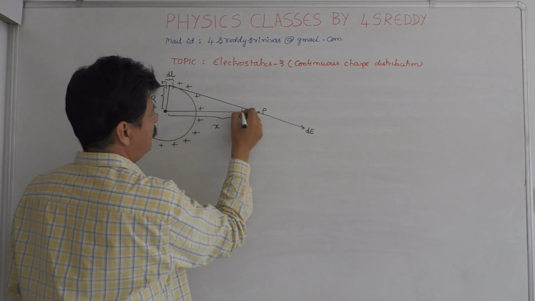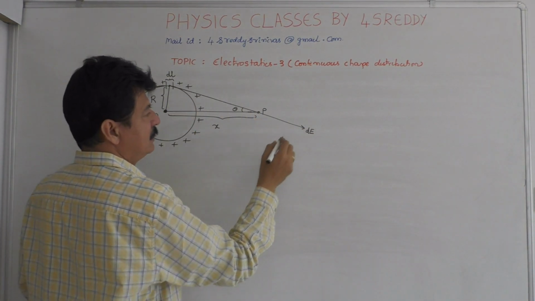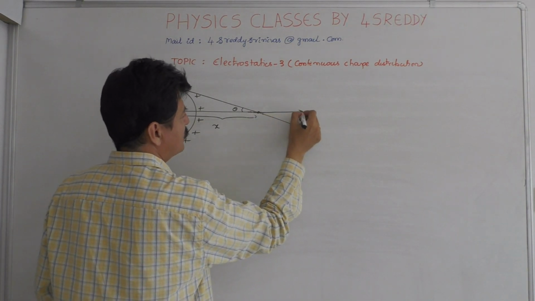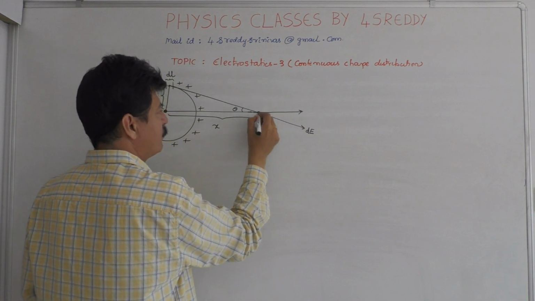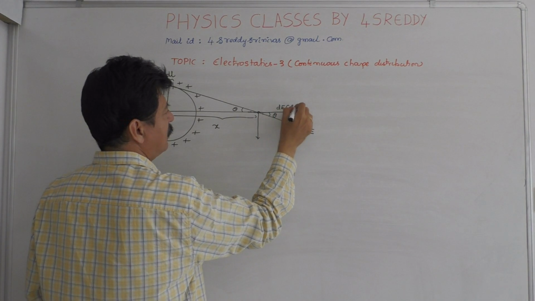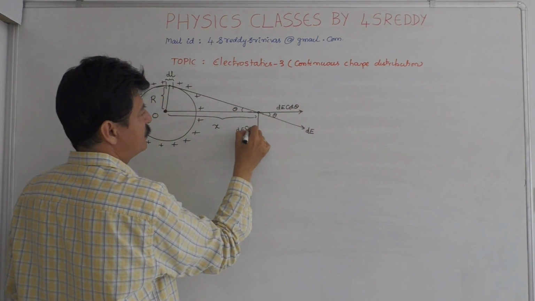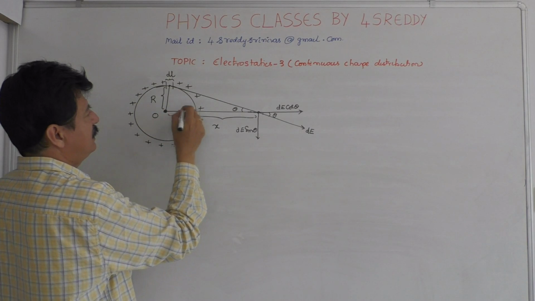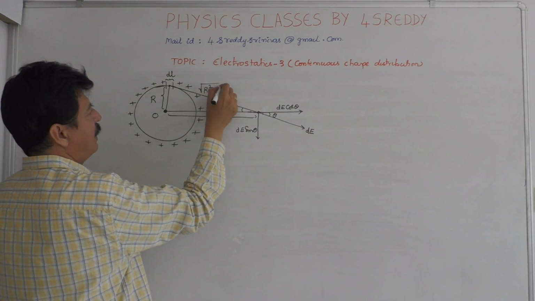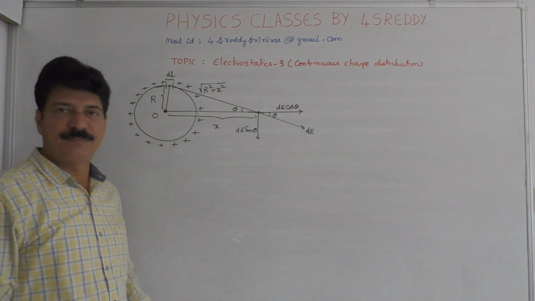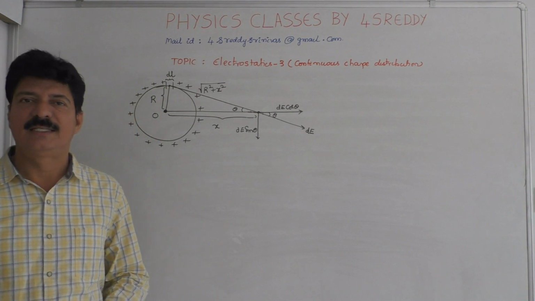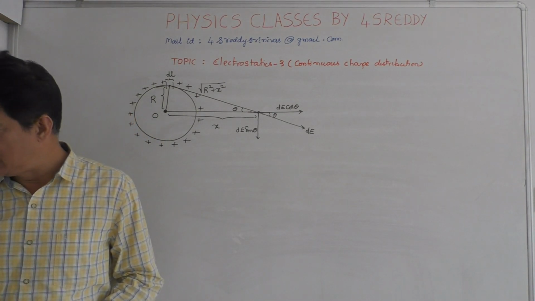Suppose this is making an angle theta, then we can resolve it into two components like this. If this is theta, this becomes dE cos theta and this becomes dE sin theta. If this is R and this is x, then the distance is root of R square plus x square.